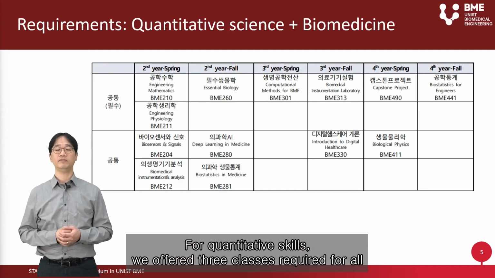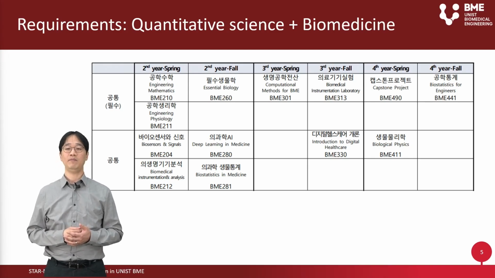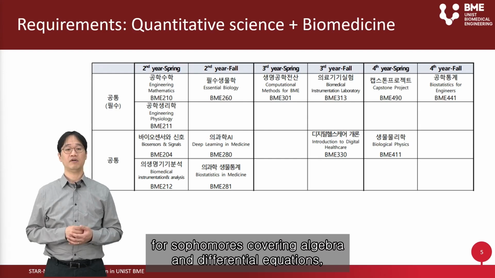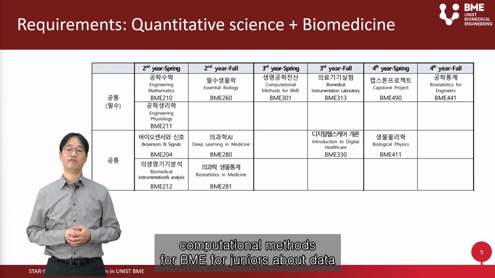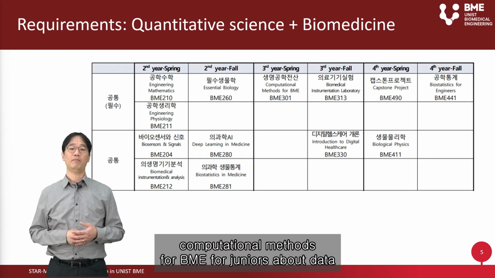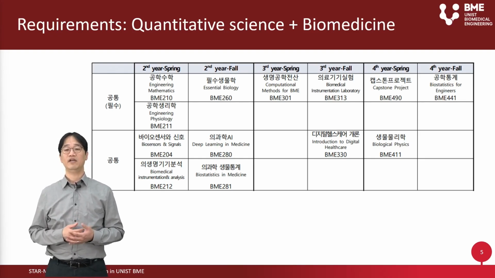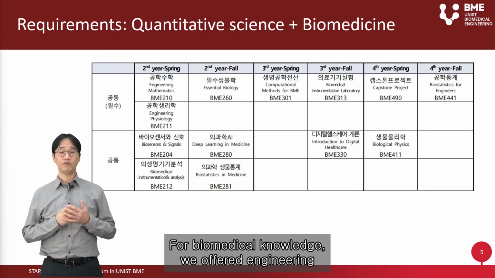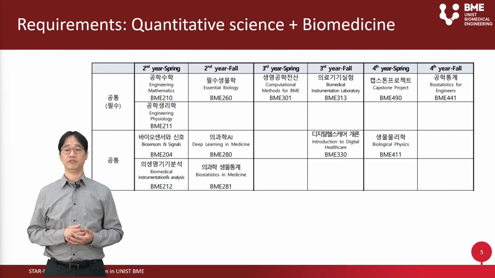For quantitative skills, we offer 3 classes required for all BME students: engineering mathematics for sophomores, covering algebra and differential equations; computational method for BME for juniors, about data programming; and biostatistics for engineers for seniors. For biomedical knowledges, we offer engineering physiologies and essential biology for sophomores.